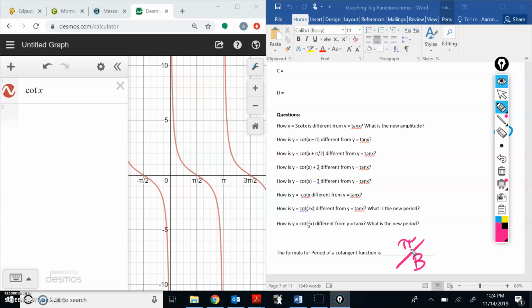Use Desmos and see how these are different, or if you can already know based off what you know of A, B, C, and D, you can answer these regardless. Write down any questions you want to go over in class on cotangent graphs, and have a great night.